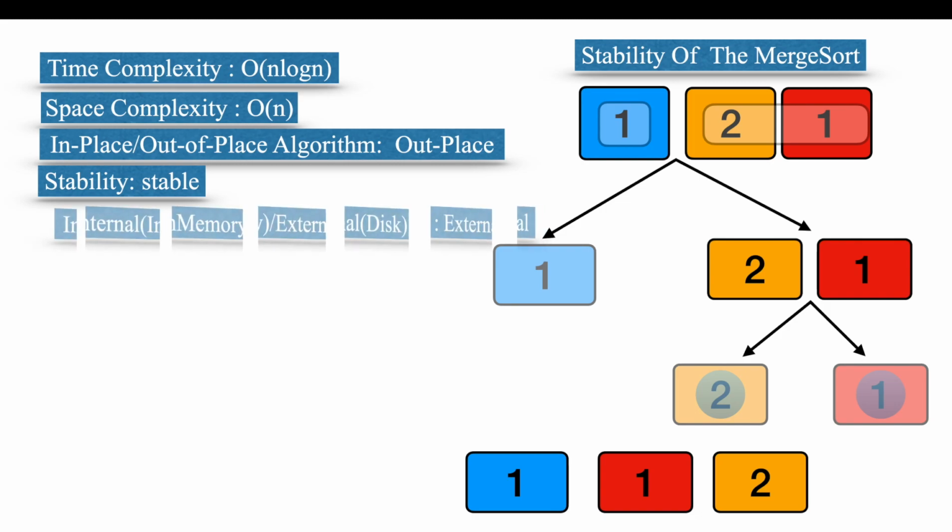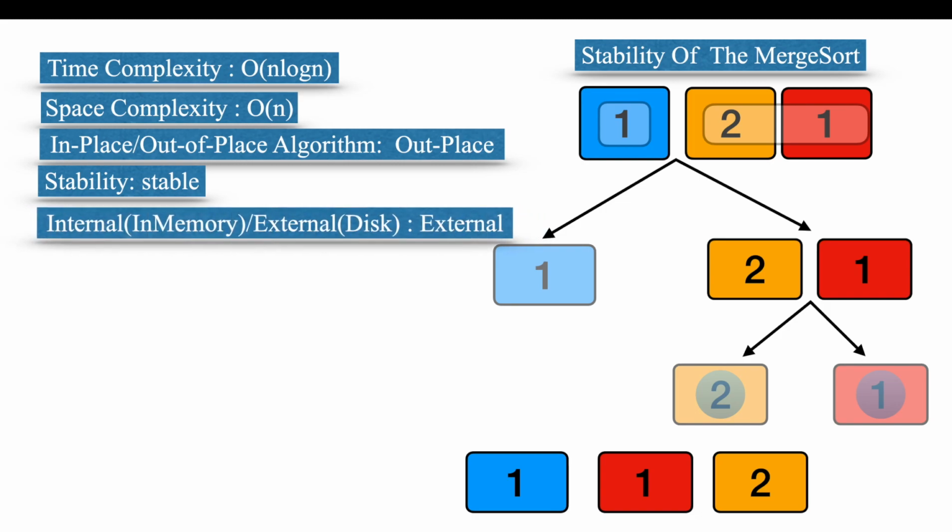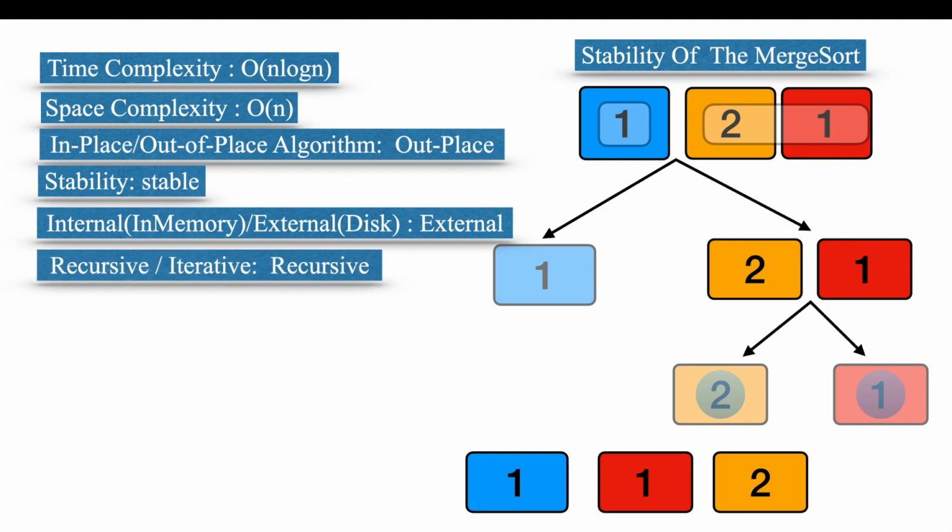And MergeSort is very good for external sorting. It means you can apply it to internal sorting as well, but when the data size is very huge, you cannot perform sorting at the internal level or RAM level. So we need to perform sorting at the disk level. So MergeSort is very much recommended for solving problems on external sorting. And MergeSort can be achieved in a recursive way. That's it. So let me go and submit the code.